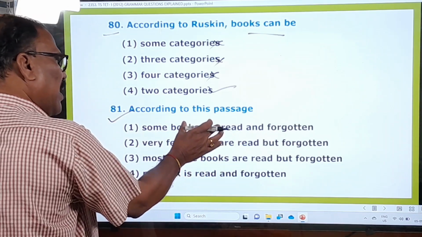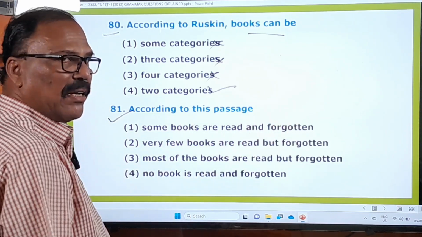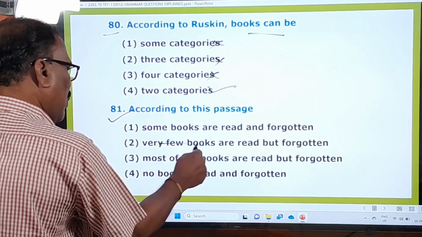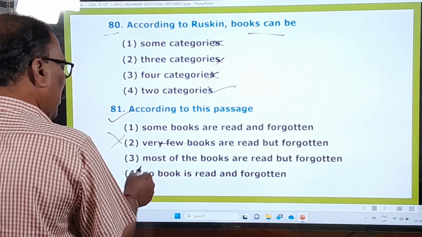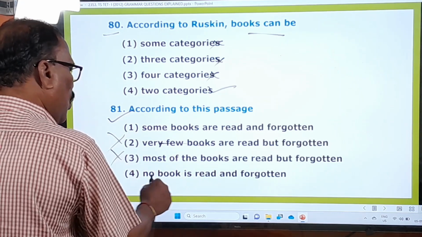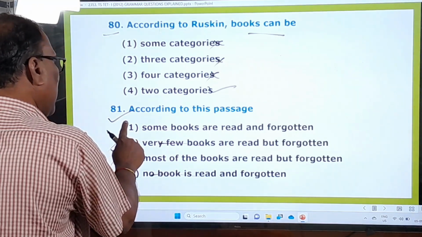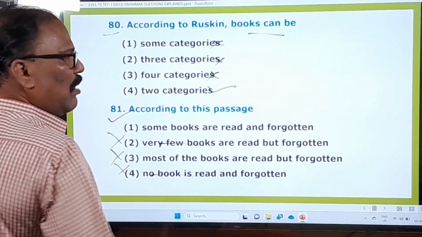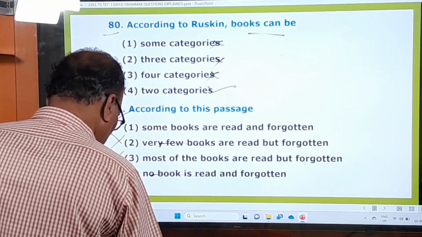This is the only thing he mentions in the third line of the passage. Very few books are read, and most of the books are forgotten. No book is read? No. So only the first one is the right one. The second, third and fourth are wrong. Okay, now let's go to the next question.